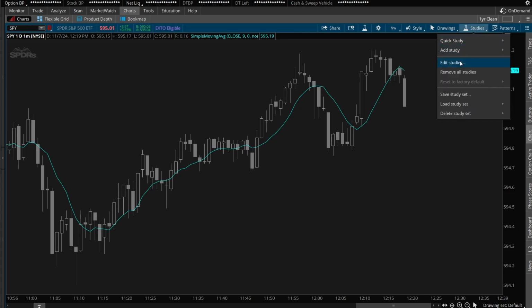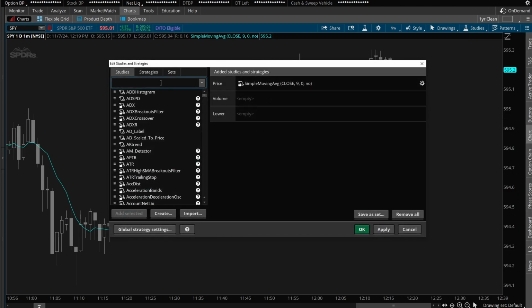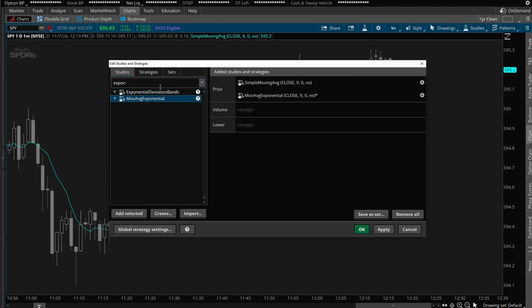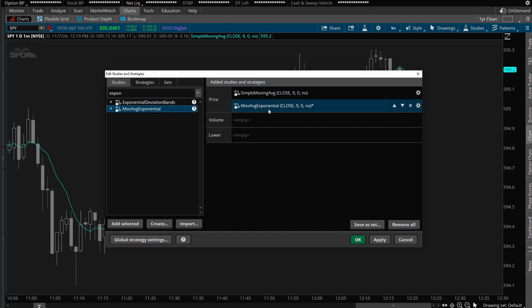Another popular moving average is the exponential moving average. The exponential is very similar to the simple, except it applies more weight to the most recent price. So it's going to react to price movement a little bit faster.